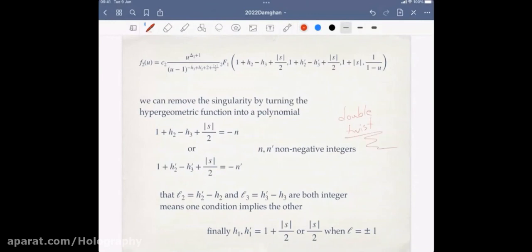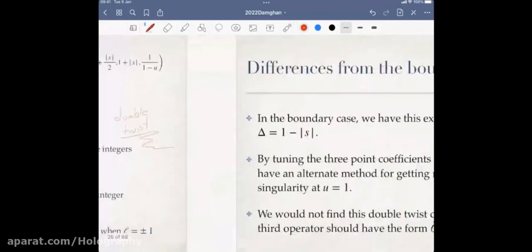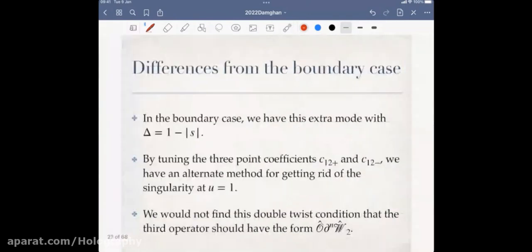Okay, so that I think is the second step, and now I'll just point out a few differences from what happens in the boundary case. So in the boundary case, I remember we have this alternate quantization that we can take care of, this other mode with dimension 1 minus s.